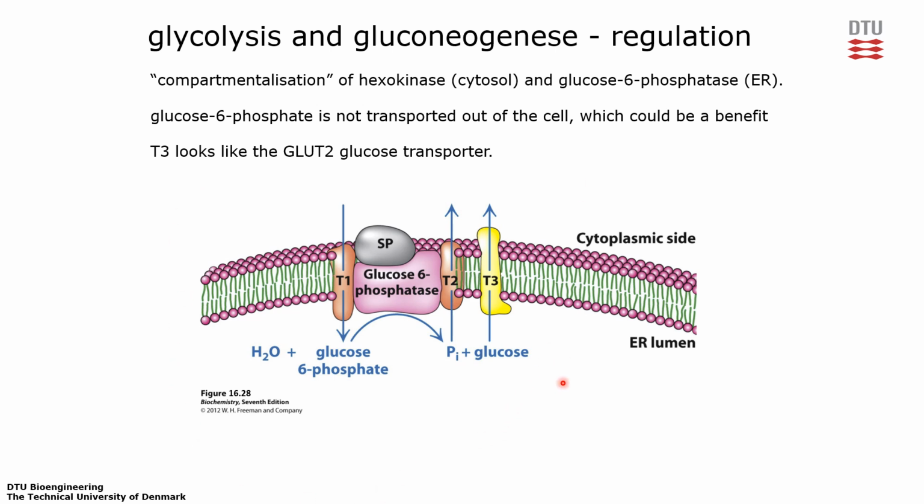One thing you should note here is that the T3 transporter that I just mentioned, that was sitting from the ER to the cytosolic, and the GLUT2 actually look very much like each other. So these are more or less the same transporter molecule, which makes sense. It's the same molecule they transport.